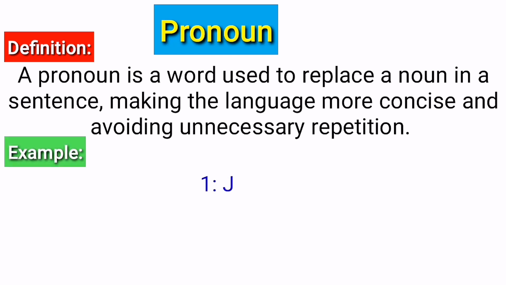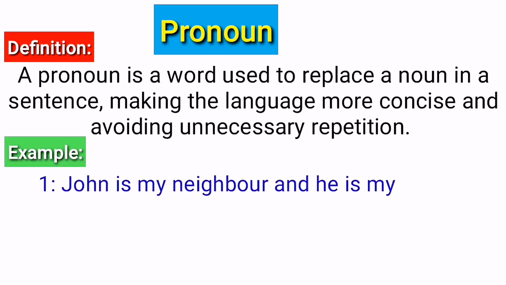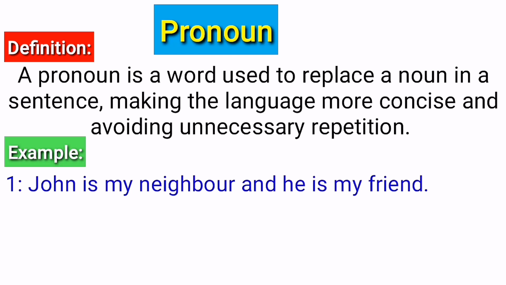For example, John is my neighbor and he is my friend. Here in this example the word he is indeed a pronoun. It functions as a pronoun because it takes the place of the noun John in the second sentence. Instead of repeating John in the second sentence, the pronoun he is used to refer back to him. This use of he helps to avoid redundancy and maintain the flow of the sentence.